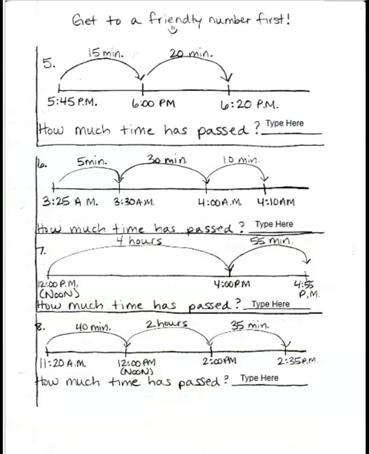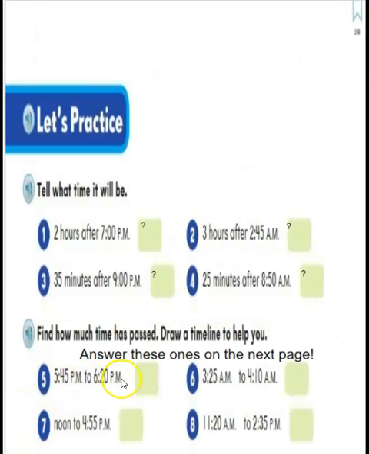That looks like this. Okay, so I went ahead and did timelines for you and showed each of the jumps. So let's look at number 5. It says, find out how much time has passed and draw a timeline to help you. So I went ahead and did the timelines. All you need to do is look at the jumps and figure out how much time has passed. So let's look at number 5. It's 5:45 p.m. to 6:20 p.m.